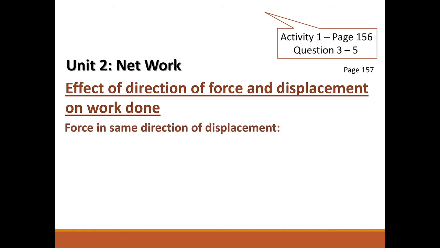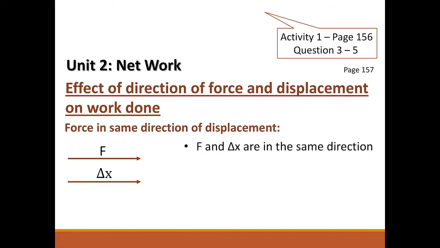When the force is in the same direction as the displacement, so my force is going to the right and my displacement is to the right, F and delta x are in the same direction, which I've said before, theta is 0 and cos theta equals 1, because cos 0 is 1. Positive work is being done.